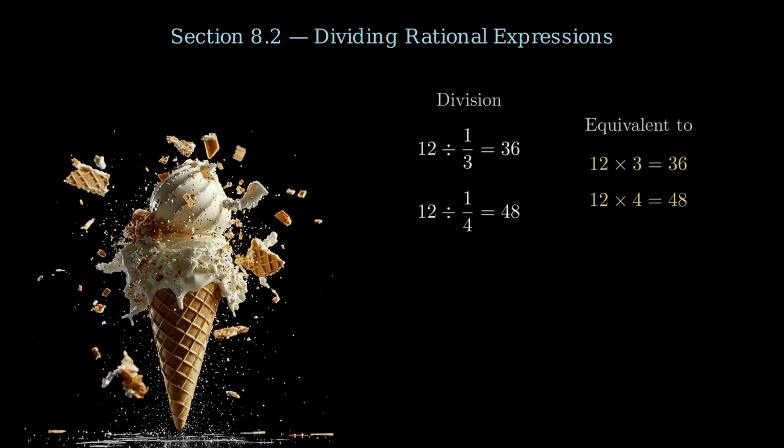Dividing by a fraction is the exact same as multiplying by its reciprocal. For example, let's think about dividing 12 by 1 over 3. This asks, how many thirds are in 12? The answer is 36, which is equivalent to 12 times 3.